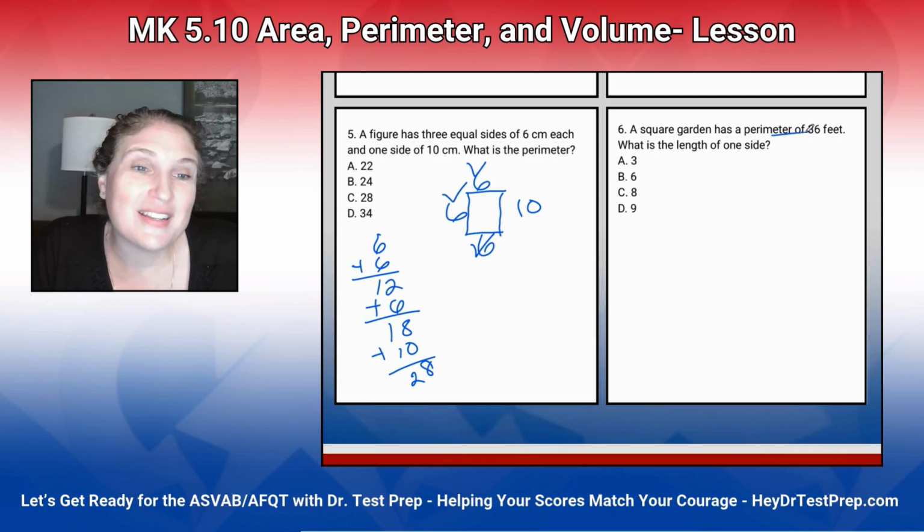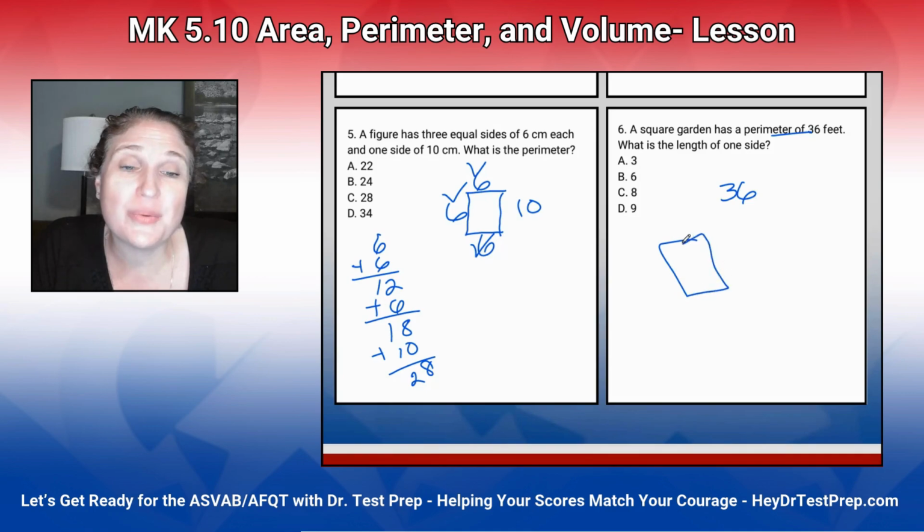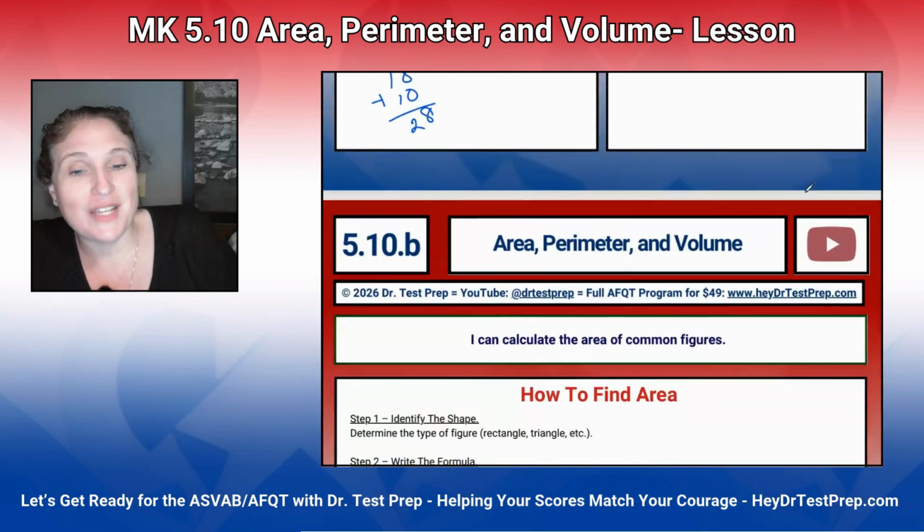A square garden has a perimeter of 36 feet. Okay, well, it's a square. We're just doing perimeter. So all the sides are the same. So 4 sides of the exact same. 36 divided by 4 gives us a side length of 9.